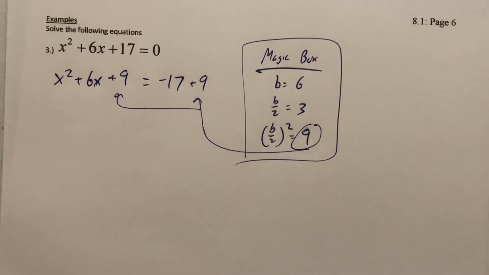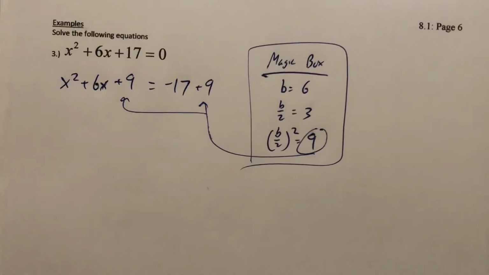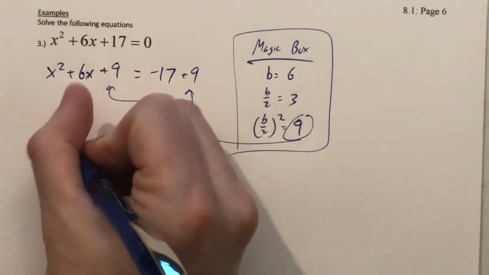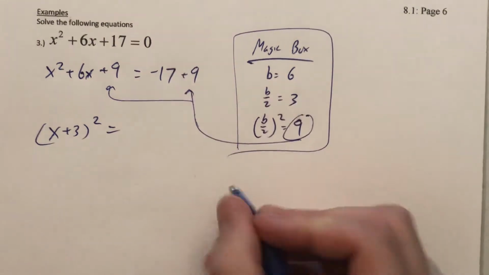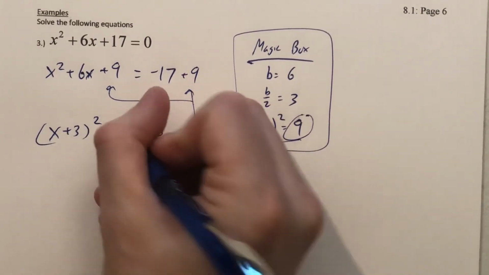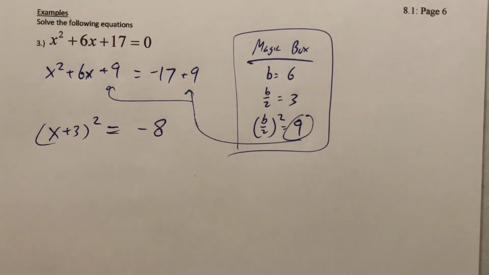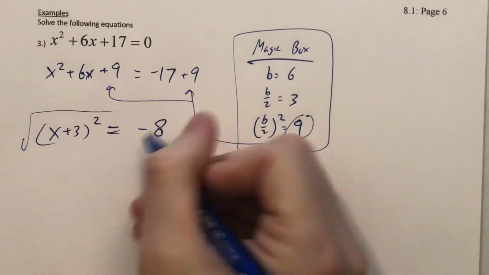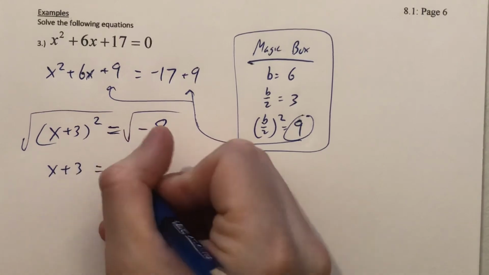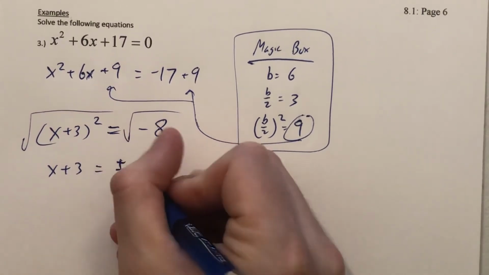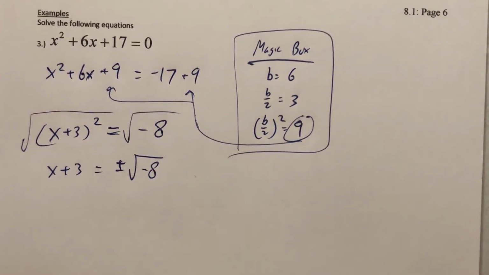Once we've added that to both sides, the left-hand side is going to factor to x plus 3 squared. And the right-hand side, we can combine those and get a negative 8 for a result. And now we can use the square root property. Square root property gives me just x plus 3 over here, and plus or minus the square root of negative 8 over here.